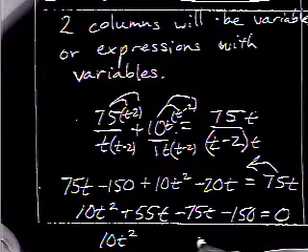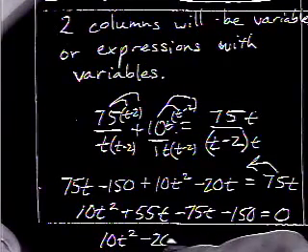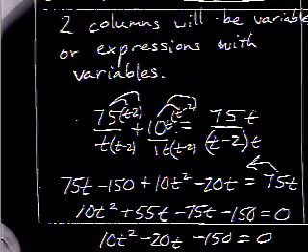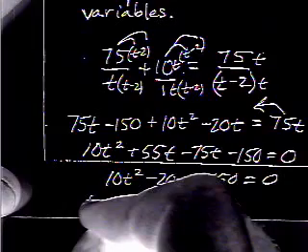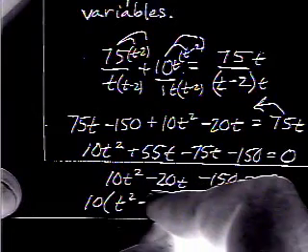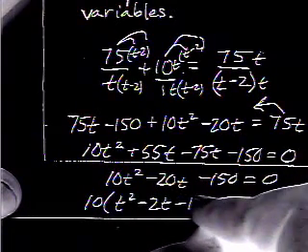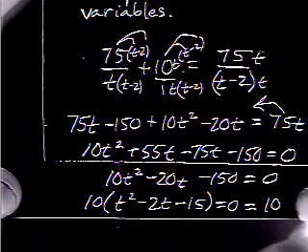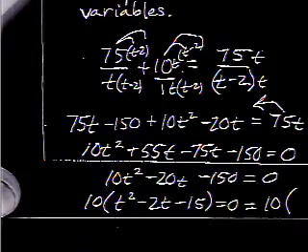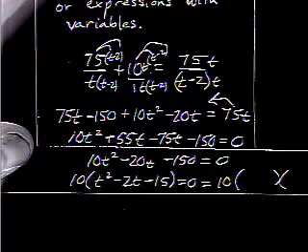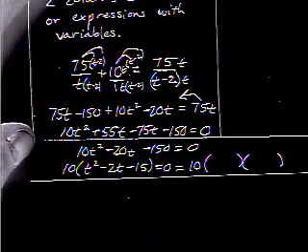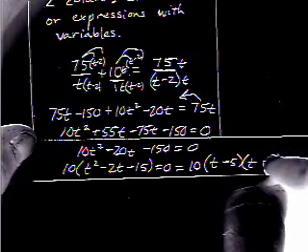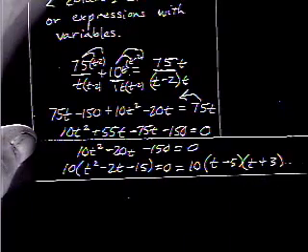So 10t squared minus 20t minus 150 equals 0. I see a common factor of 10 that I can pull out. And then I can continue to factor that, breaking up the set of parentheses. Right? t minus 5, t plus 3.